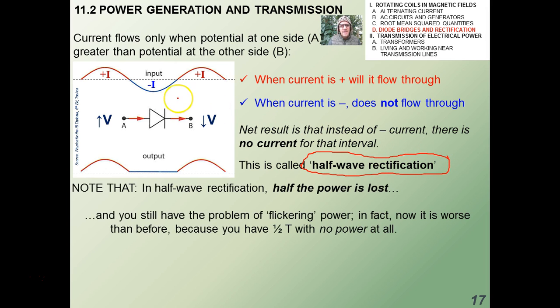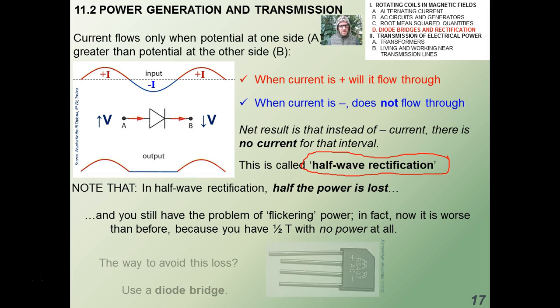The obvious disadvantage to this is that I've lost half my power. I had this potential difference, then this current, and I've basically shut off half the current. And I still have the problem of flickering power. In fact, it's even worse, because now I have half a period with no power at all. So I still have times when the light is not lit, but that actually lasts longer, which is even more annoying.